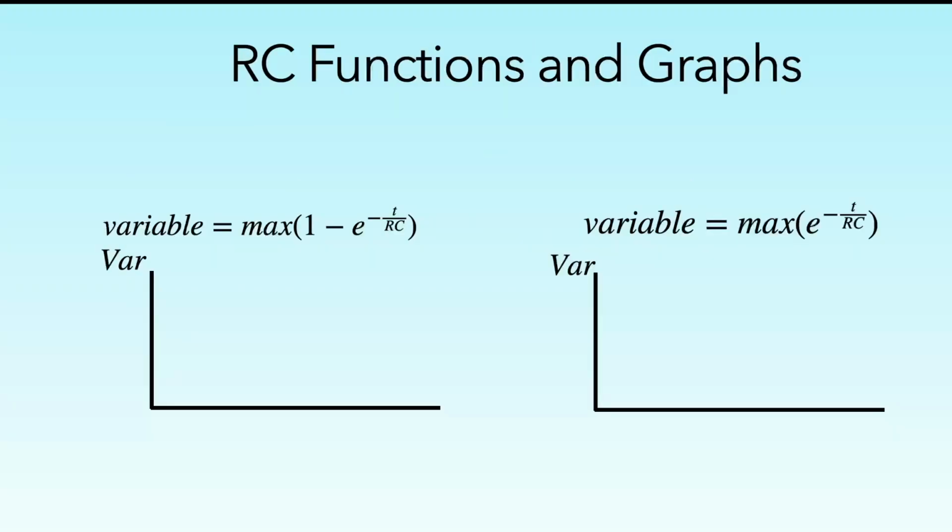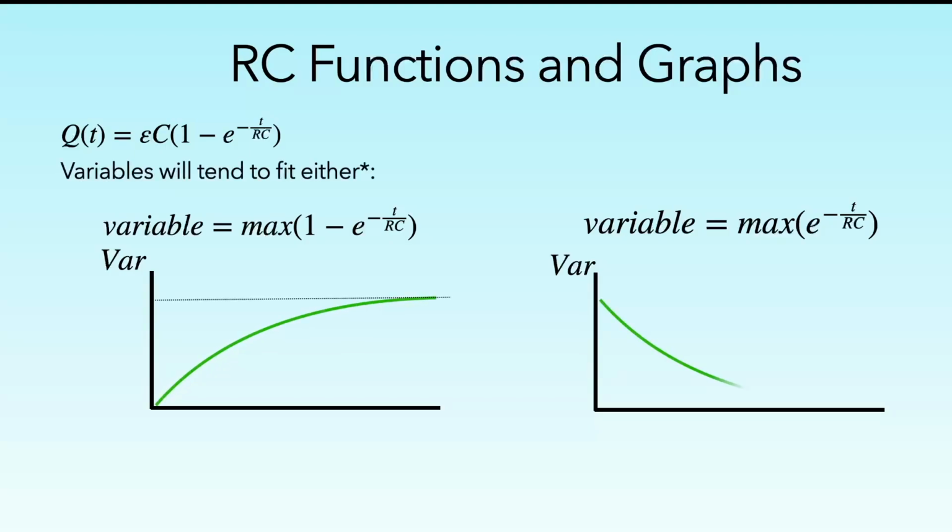What we want to be able to do is look at a general approach to this, okay? We had this Q of t equals epsilon C times 1 minus e to the negative t over RC. When you see that term a lot, the variables are going to fit one of these two things. Q fits the one on the left. It's the max value times 1 minus e to the negative t over RC. And you'll notice I have an asterisk in that variables will tend to fit either. I'm going to come back to that in a second.